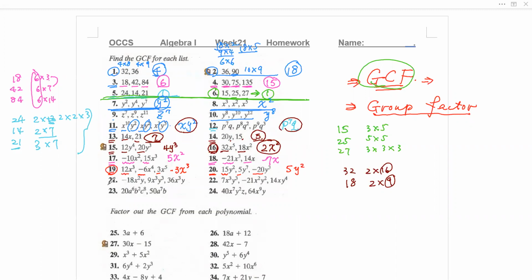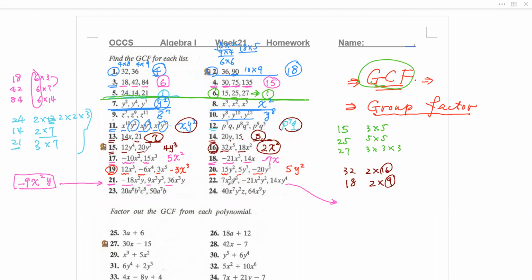All right, let's see 21. So the coefficient part: -18, 9, 36. Of course it's 9, or you can say -9, both work. So for the x part, x cubed, x squared, x cubic. So x squared is the greatest common factor. What about y? Y and y cubic, y. So we just need y out of there.